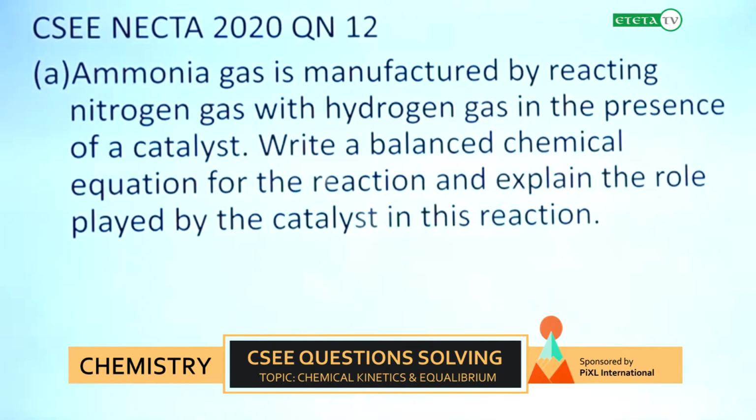Question number 12A says, ammonia gas is manufactured by reacting nitrogen gas with hydrogen gas in the presence of a catalyst. Write the balanced chemical equation for the reaction and explain the role played by the catalyst in this reaction. So here there are two questions: to write the balanced chemical equation, then to explain the role played by the catalyst in this reaction. This is question number 12A.